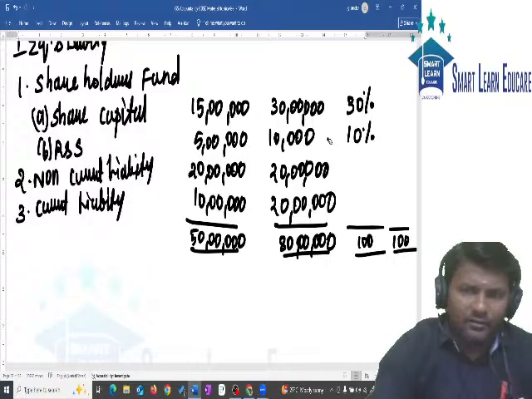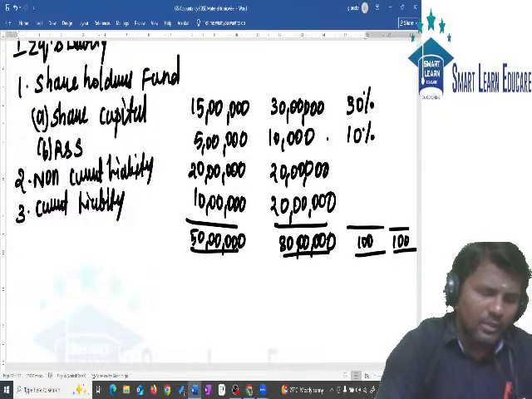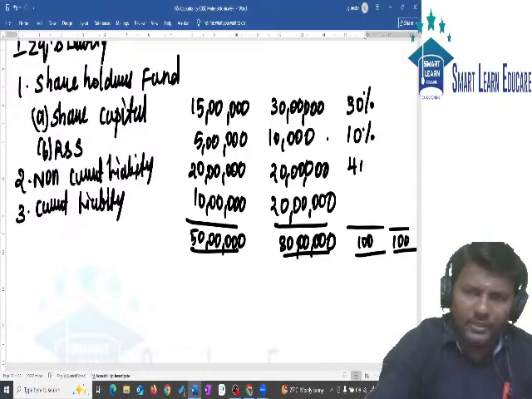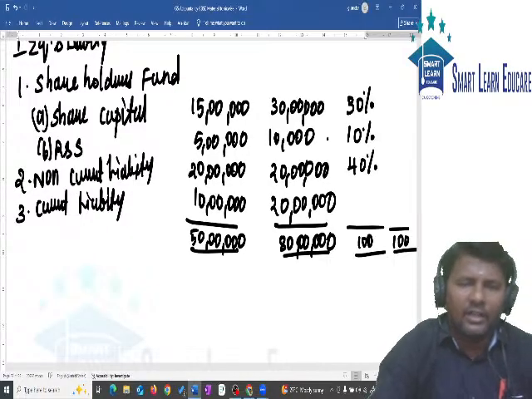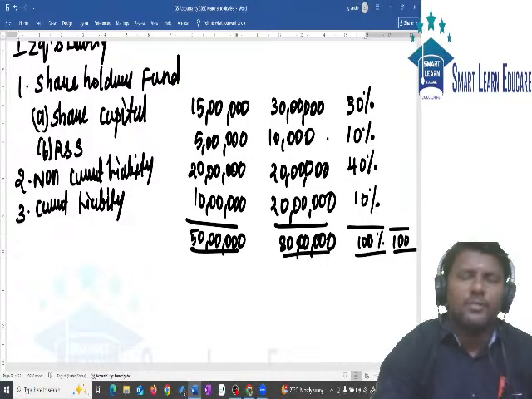Okay, then next, 20 lakh divided by 50 lakh will give you 40 percentage. 10 lakh divided by 50 lakh will give you 10 percentage. If you add everything, you should get 100 percentage.